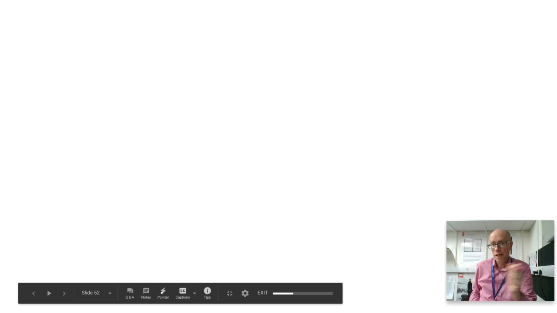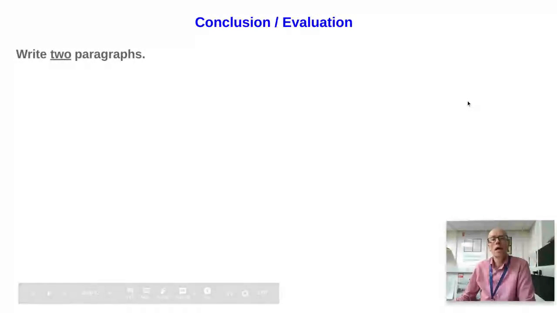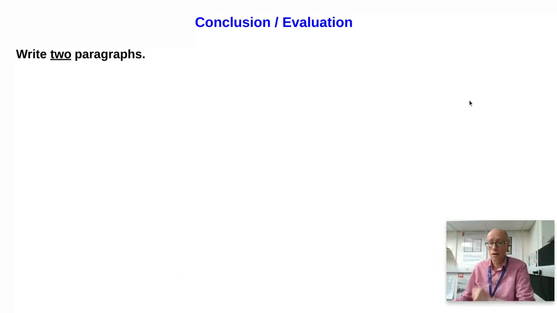Now this one is revealing the mysteries of what you put in a language investigation conclusion stroke evaluation. So here we go. How many paragraphs are you writing? You are writing only 2 paragraphs because at the end of the day you've only got 200 words. So 2 paragraphs will do the business.